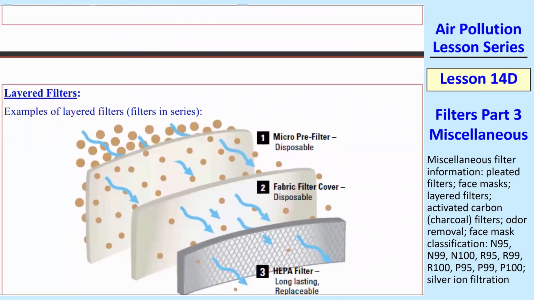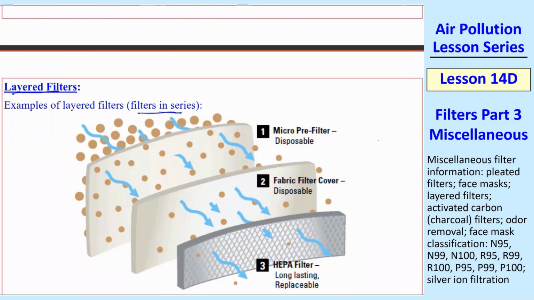There are also things called layered filters, which is really just two or more filters in series. This is an example I found online. There's a micro pre-filter that's disposable, and then a fabric filter that's disposable, and then a HEPA filter that's replaceable, but you don't call that disposable. These are supposed to last a long time.